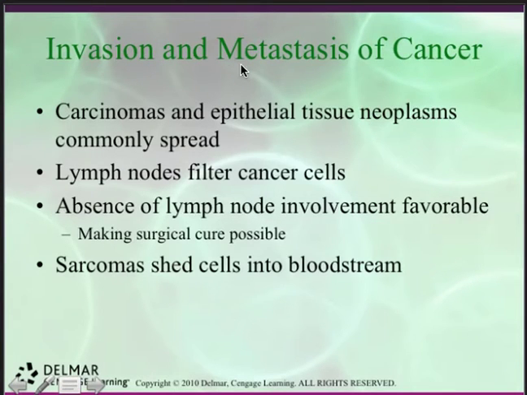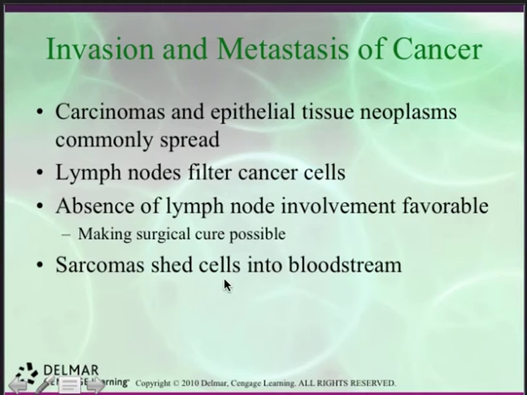Next thing that happens is invasion and metastasis. Carcinomas and epithelial tissue neoplasms commonly spread. The lymph nodes filter the cancer cells out because of their ability to move. They often hitch a ride in the lymphatic system in an attempt to spread around the body, but lymph nodes can trap them. The absence of lymph node involvement is a favorable sign, because what this means is that it's entirely possible that using things like chemotherapy and radiation therapy, we have a fighting chance to actually knock the cancer out before it attempts to spread any further.